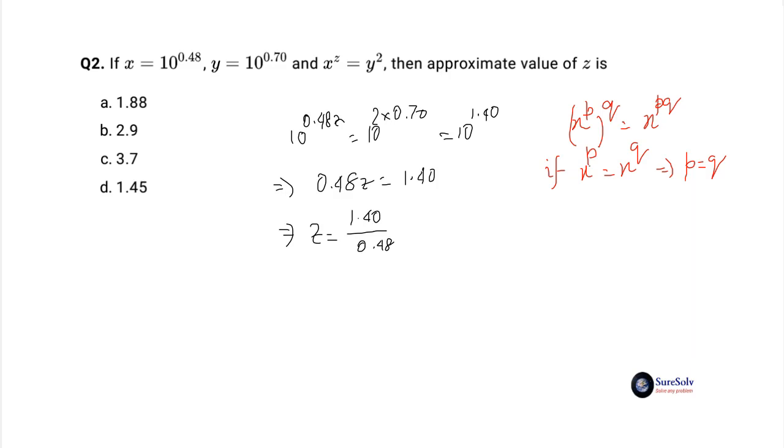We have to find the approximate value of z. Direct division is time taking. So we'll first eliminate the decimals by multiplying numerator and denominator both by 100. We get z equals 140 divided by 48. Cancel out the common factor of 4 and simplify it to the maximum extent. z equals 35 by 12.